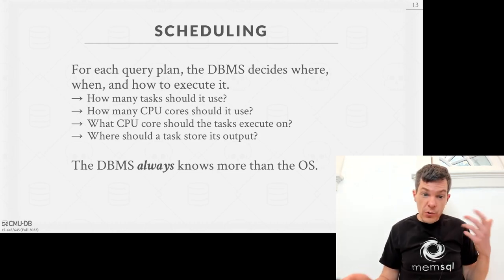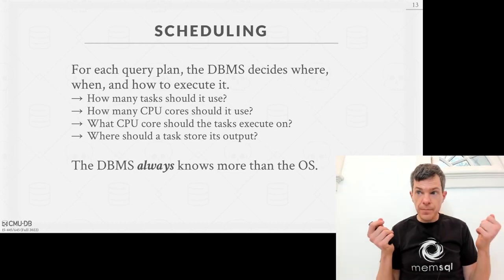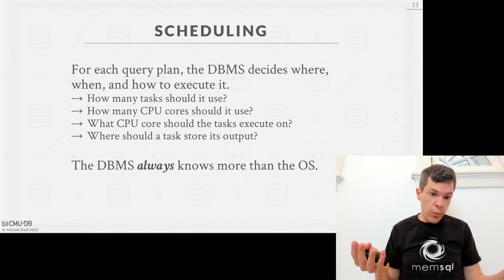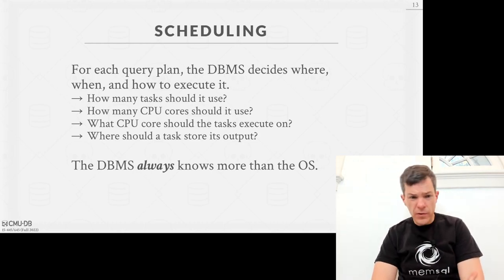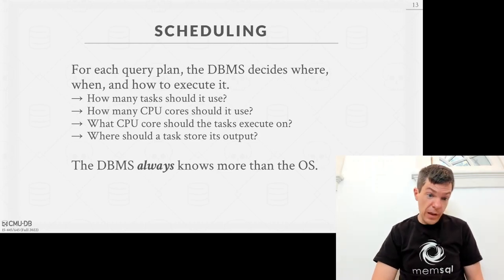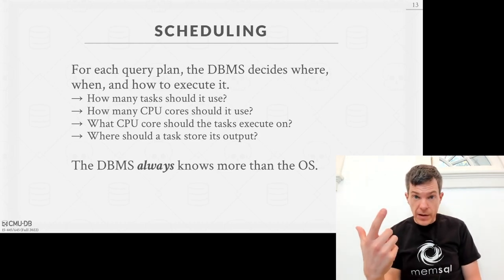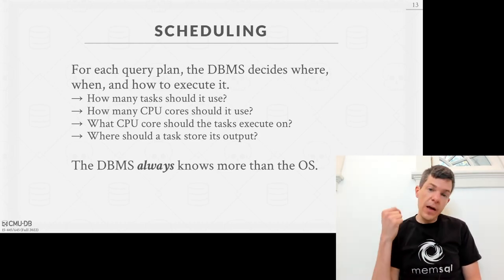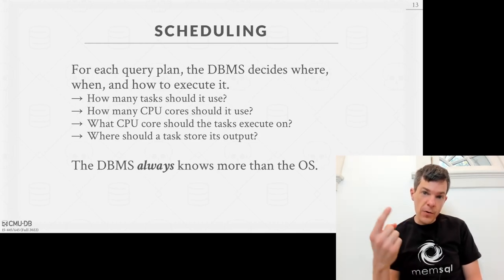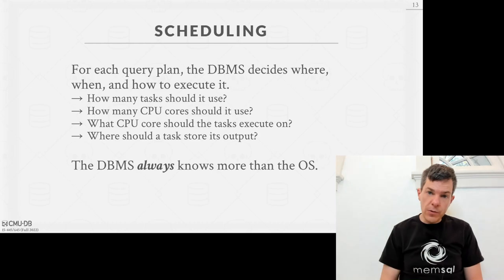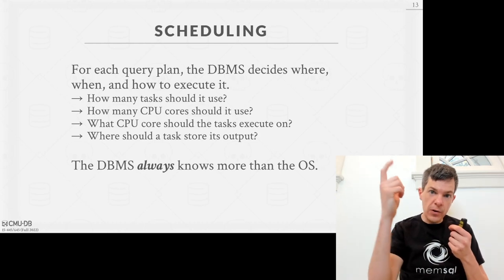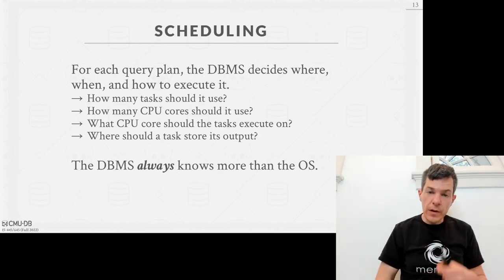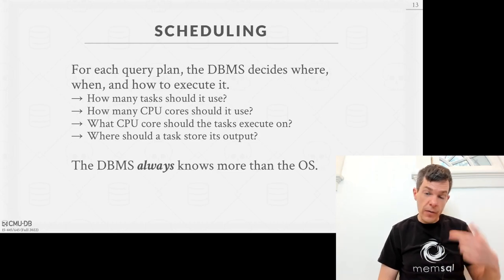Which CPU cores it should use for the workers, and then where the CPU cores actually are. This is only if you care about NUMA. Not every system does. Certainly MySQL and Postgres do not, but SQL Server definitely does. And then where should the output of the operator go? We've talked about these in-flight results that we'd write out to potentially a buffer as we emit them up into the query plan, but it may be the case that since we know the next operator will be executed on this core over here, maybe we want to write to memory that's local for that core instead of our own local memory.